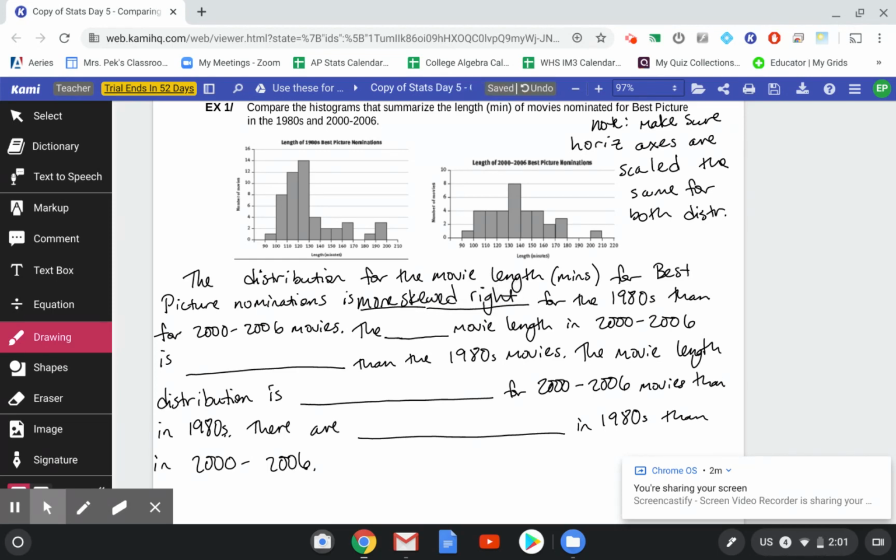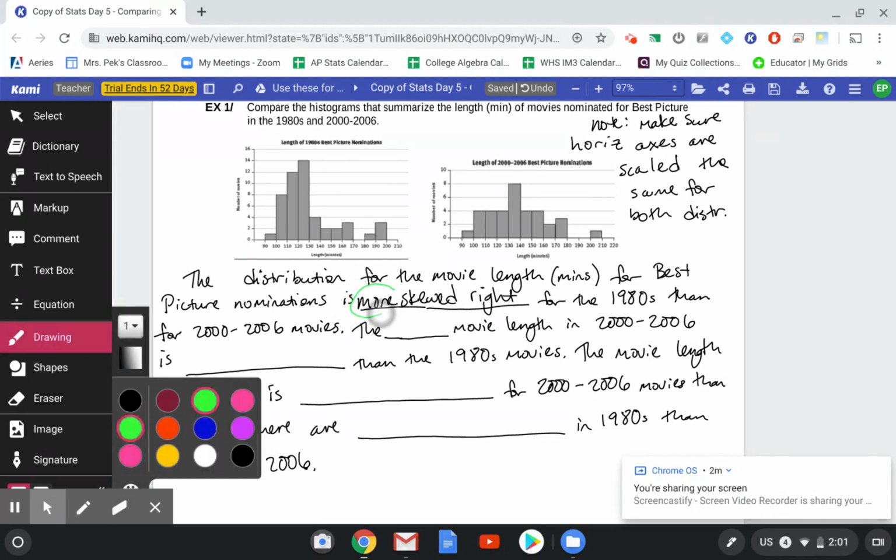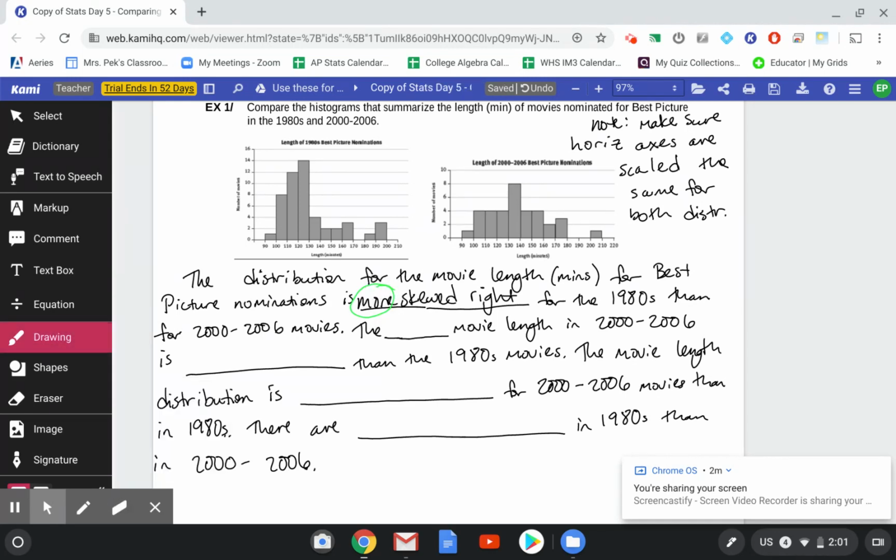Notice I didn't have to say anything about the 2000 to 2006 movies being symmetric. It doesn't actually matter what that one is. All I care about is comparing them. And that comparative word here, more skewed, is super important. If you just said skewed right, you wouldn't get any credit for that. Just simply stating facts is not comparing, even though it seems like it should be, it's not. All right, so there's shape.